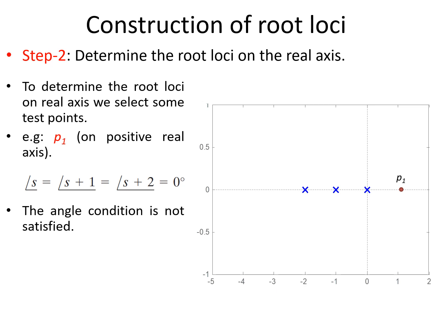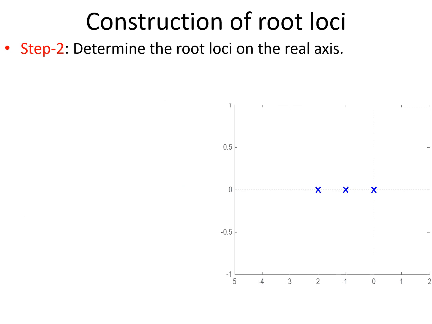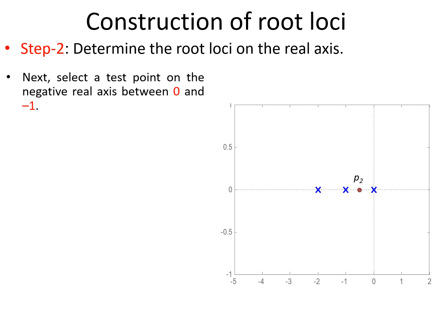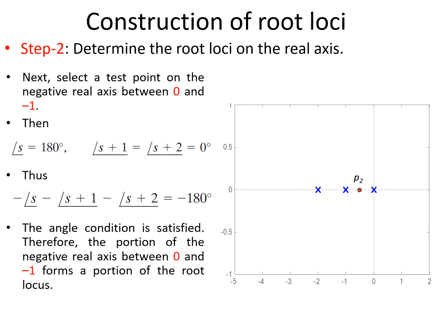If I take the angle condition, it is not getting satisfied. So for this I'm just verifying the angle condition. Since it is not satisfied, there is no root locus on the positive real axis, that we have determined. Now we are supposed to check the point on the negative real axis between 0 to minus 1. I'm taking this point to be P2, and if you replace the s value, we get the angle equal to minus 180 degrees, and the angle condition gets satisfied.